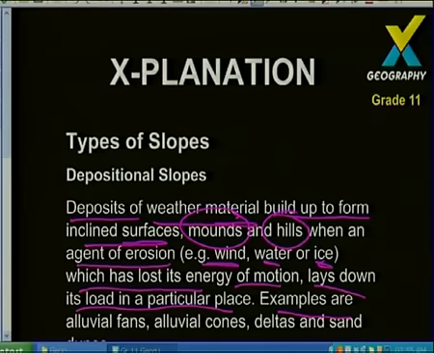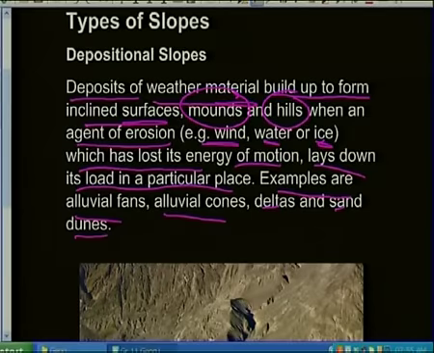To gather this information together, remember, depositional slopes are largely formed through the accumulation of different eroded material. Examples are alluvial fans, alluvial cones, deltas, and sand dunes. All these aspects have been discussed in grade 10, and remember, the continuation suggests that now we have to understand these in terms of slopes.